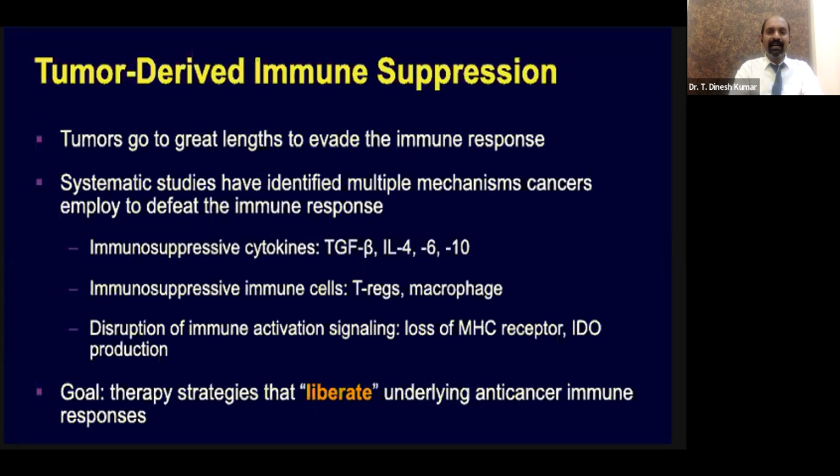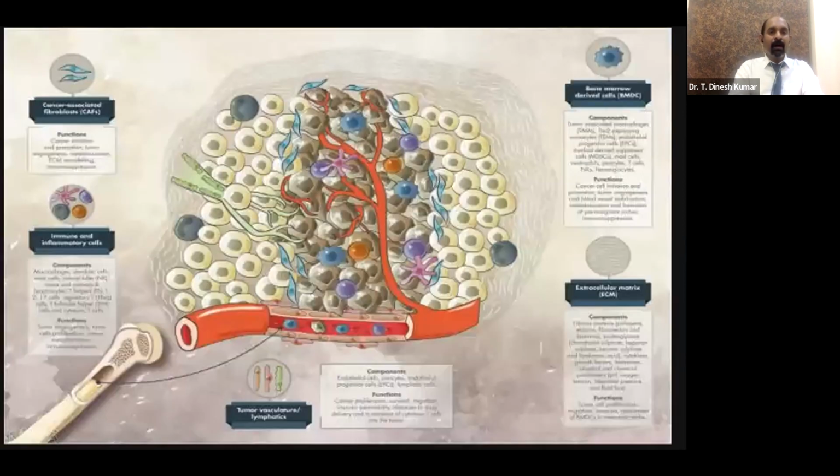A lot of studies have identified multiple mechanisms by which cancers defeat or evade the immune system. A few of those are the immunosuppressive cytokines produced by the tumor itself, namely TGF beta and interleukins 4, 6, and 10, and immunosuppressive immune cells, namely your Tregs, the T regulators, and your macrophages, and disruption of your immune activation signaling. So all these are mechanisms by which the tumors try to escape the attack of your immune system.